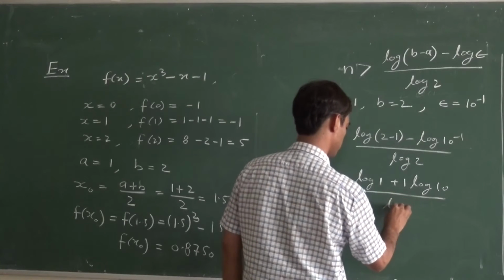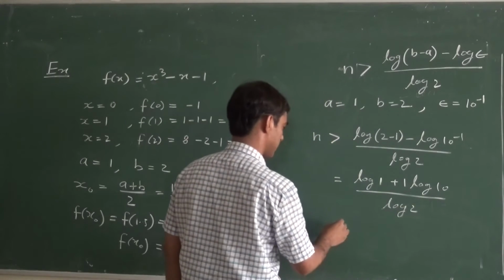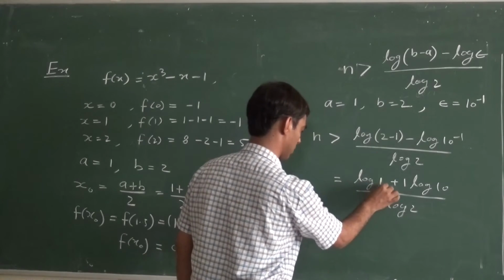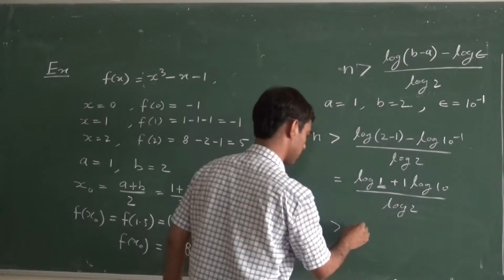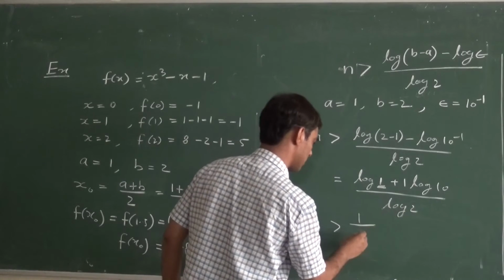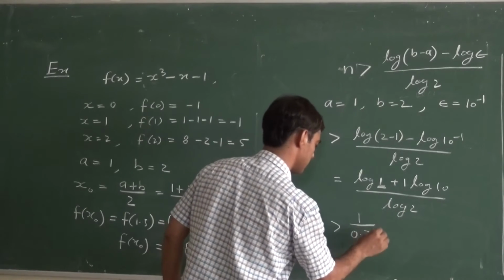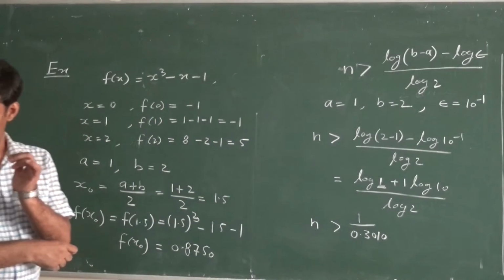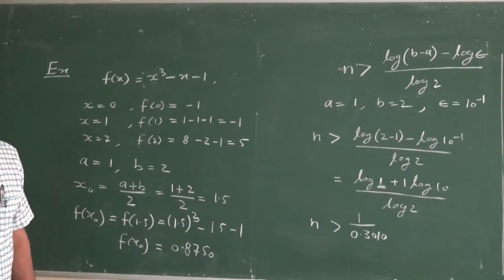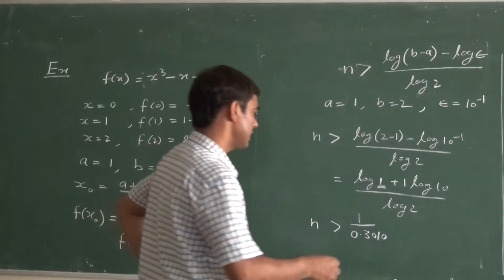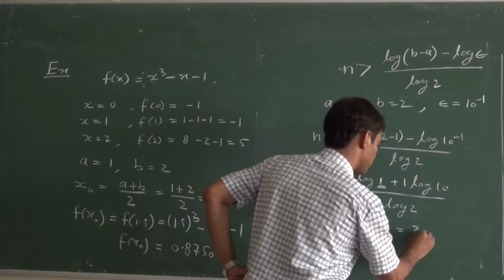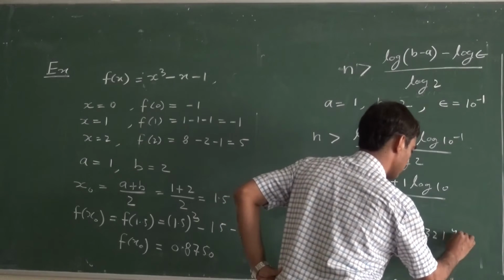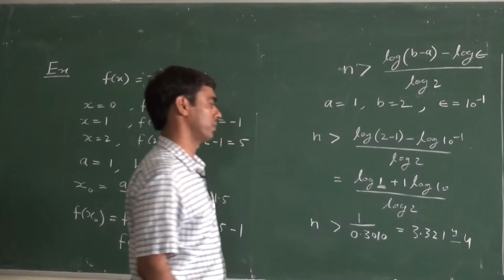If we write the values here, n must be greater than: the value of log 1 becomes 0, the value of log 10 is 1. So this becomes 1 upon the value of log 2, which is 0.3010. If we simplify this, the value is 3.321, and if we round it off to the integral value, it is 4.